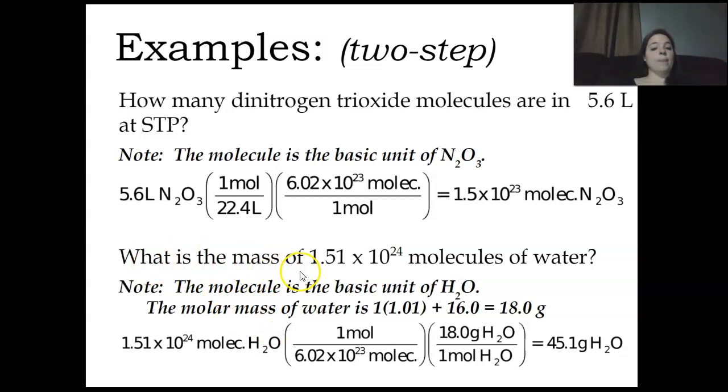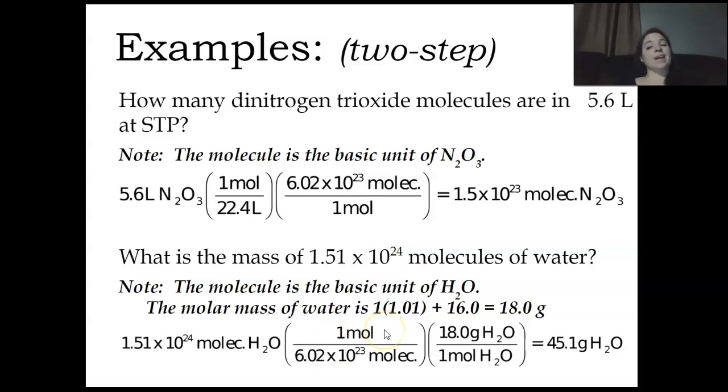Okay, so what is the mass of 1.51 times 10 to the 24th, or 15.1 times 10 to the 23rd, molecules of water? So I start with the molecules and I'm going to go to grams, which means I've got to go from molecule to mole, mole to gram using the gram formula mass. All right, so I'm starting with the molecules, 15.1 times 10 to the 23rd. Got to get rid of the molecules, so molecules go on the bottom. 1 mole is over 6.02 times 10 to the 23rd.